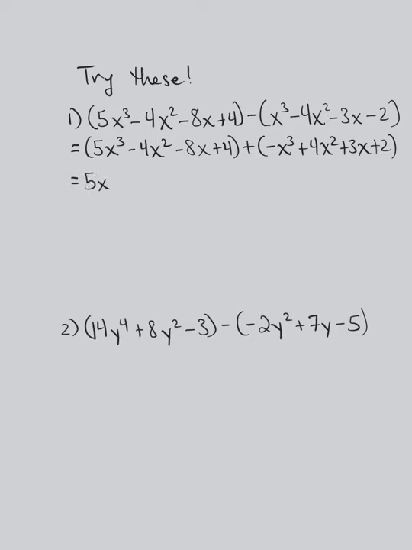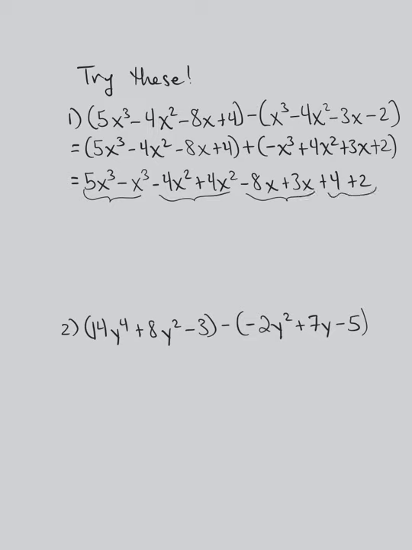So this first one starts with 5x cubed, and then I have a minus x cubed in the second one, and then I have a minus 4x squared in my first one, and I have a plus 4x squared in my second one, and then I have a minus 8x in my first one, and I have a plus 3x in my second one, and then I have a plus 4 in my first one, and a plus 2 in my second one. So everything has a like term here. Okay, like that. So there's my 4 sets of like terms.